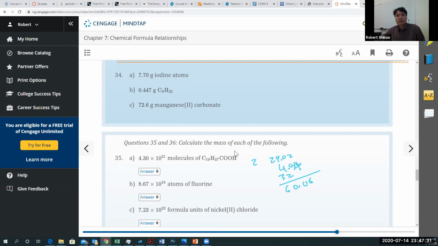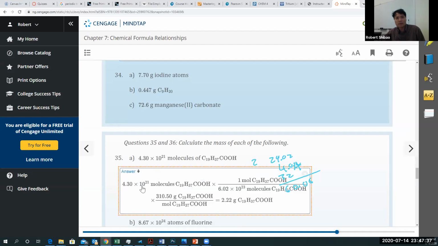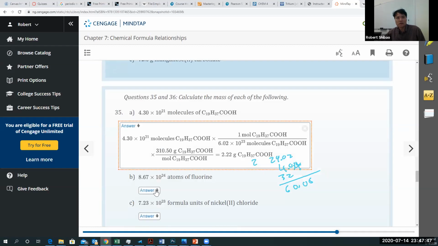Here we're going to calculate the mass. So we're going to go from number of molecules to moles to grams. And so we're just going backwards. Number of molecules to moles by inverting Avogadro's number, to grams by using the molar mass. And so we'll string together these conversion factors.